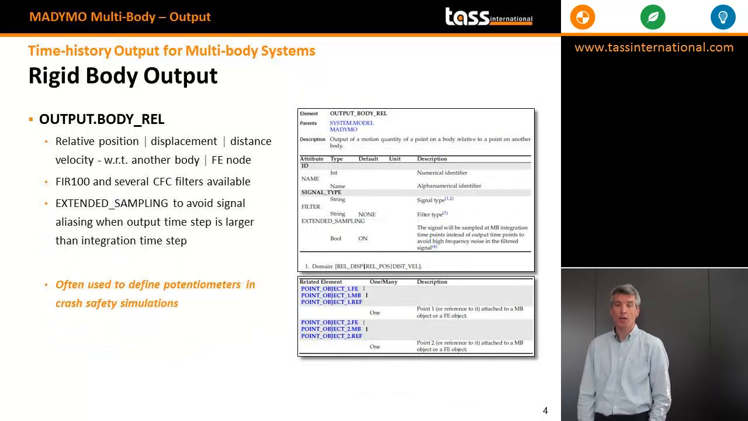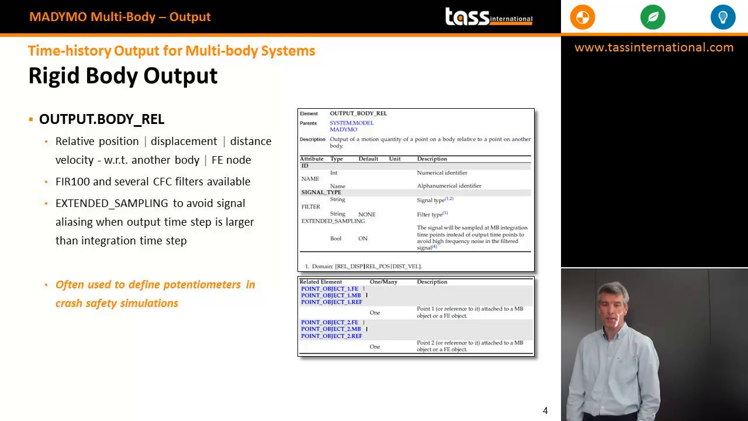The next slide is output body rel. Pretty much similar to output body, but here you can focus on relative displacements. As I said, for example, the chest deflection of a dummy. But also if you have specified potentiometers, we often call them pot meters, in a crash safety simulation or your experiment, you can define them with output body rel.